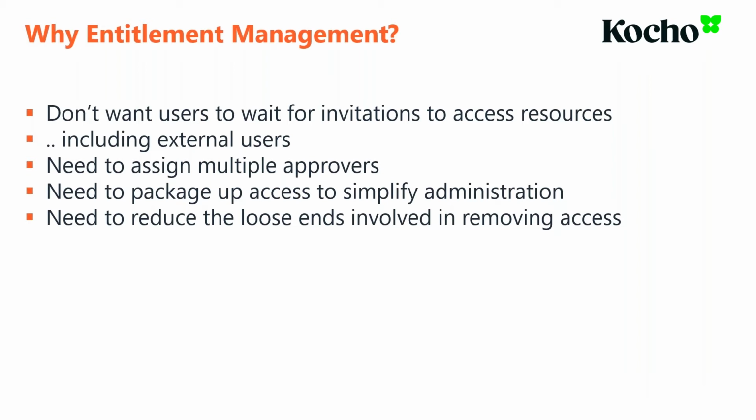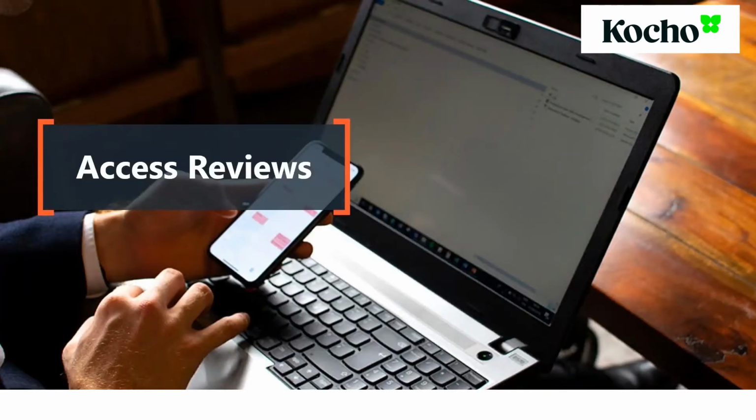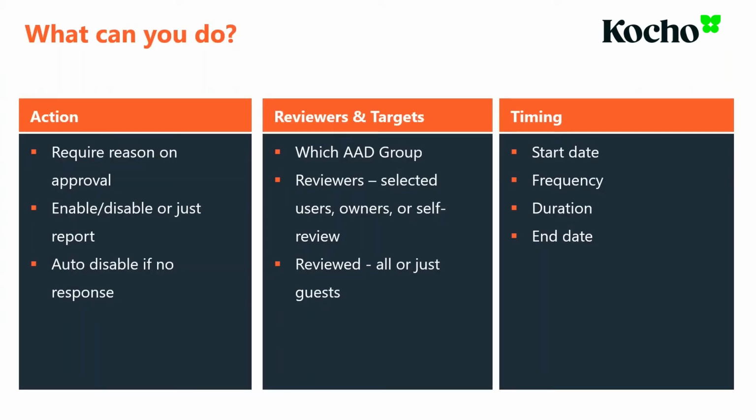And then we have another feature of Azure Identity Governance, access reviews. So these are a way of checking on a regular basis whether people should still have access. As you can see on the left-hand side, you can do different things based on the result of an access review. You can require a reason for approval, you can enable or disable, or you can just report, okay, so-and-so hasn't responded, or so-and-so's declined access.